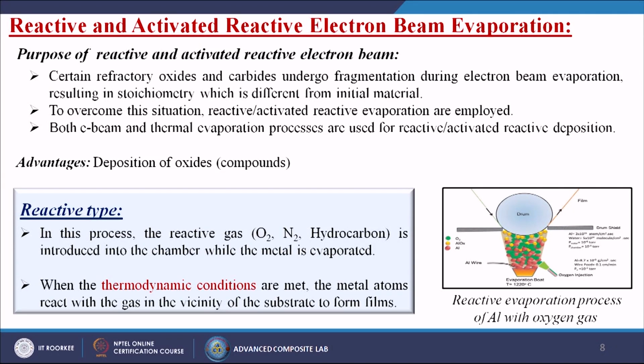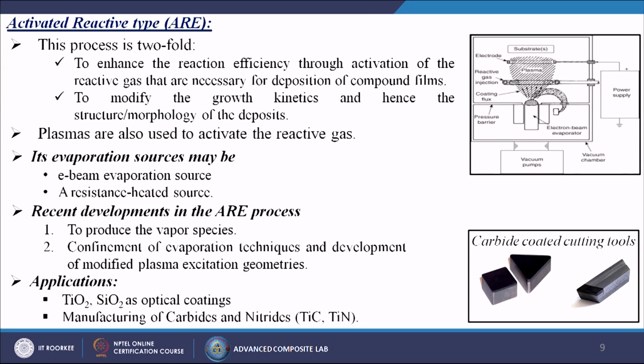Next one is called the activated reactive type, or in short form we call it ARE. So this process is twofold, generally divided into two steps. It enhances the reaction efficiency through activation of the reactive gas that is necessary for deposition of the compound films, and modifies the growth kinetics and hence the structure and morphology of the deposits. So that is why it is divided into two parts.